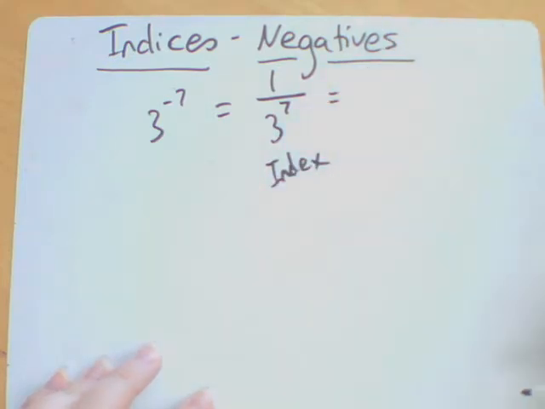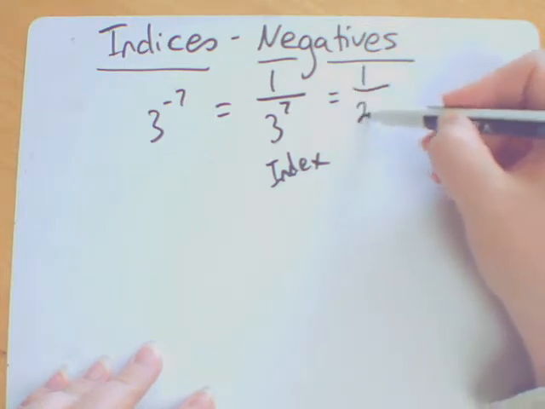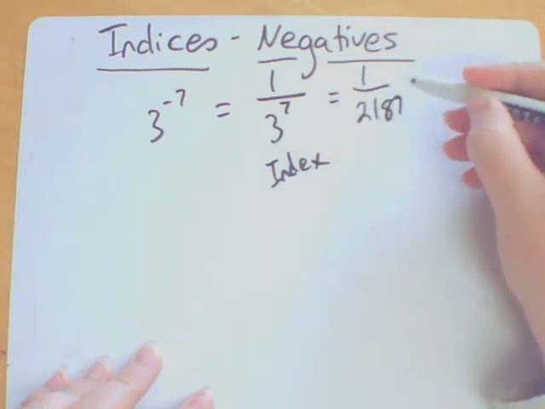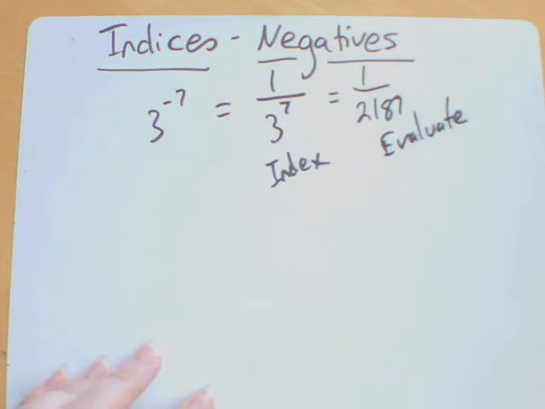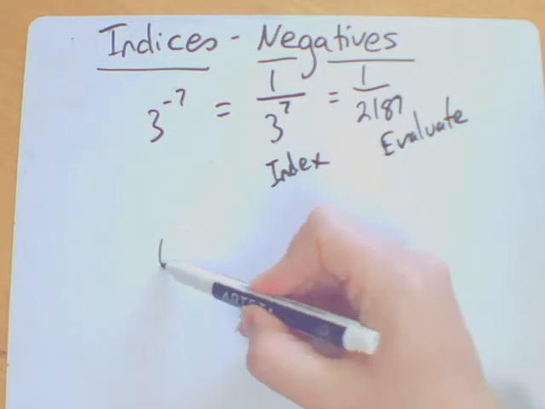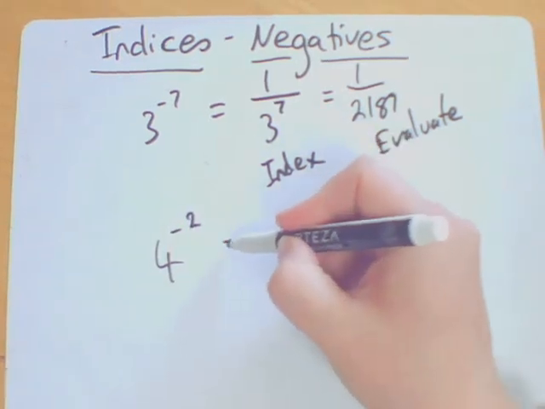Alternatively, it might actually ask you to evaluate it, in which case it becomes 1 over 2,187. Now the chance of them asking you to do that without a calculator is slim. Okay, they're not going to expect you to do 3 to the power 7 in your head. That is excessive. Let's take another one then. So let's do 4 to the minus 2. Something we could do without a calculator.